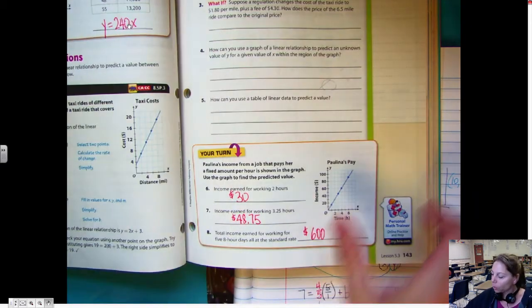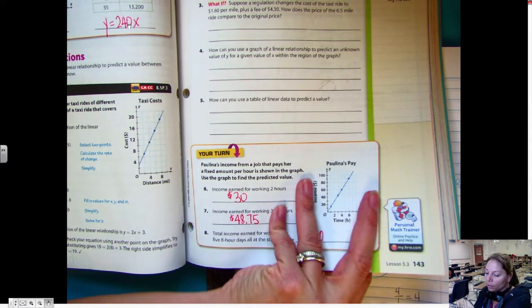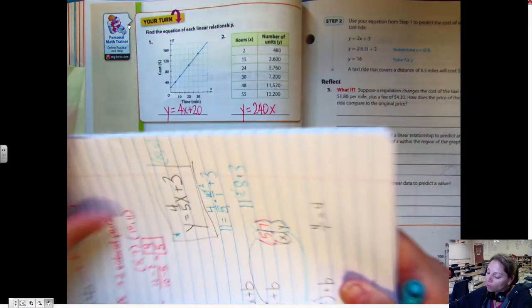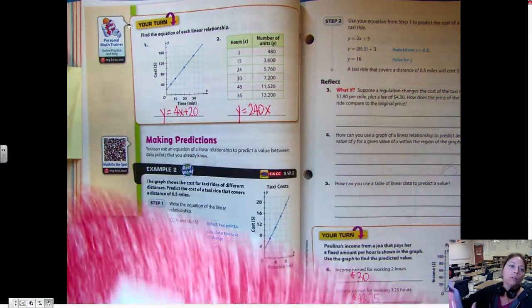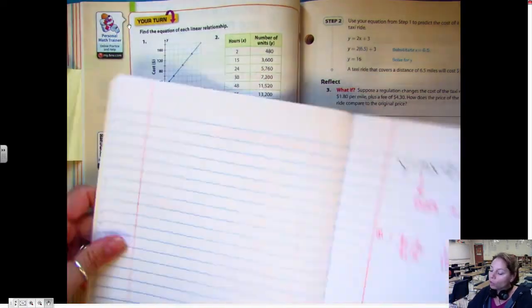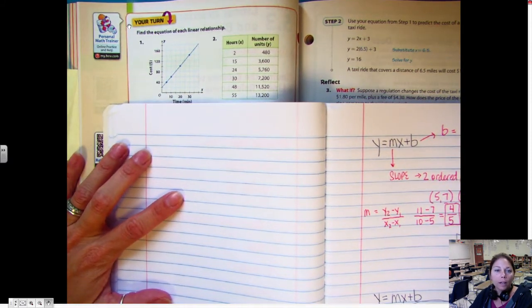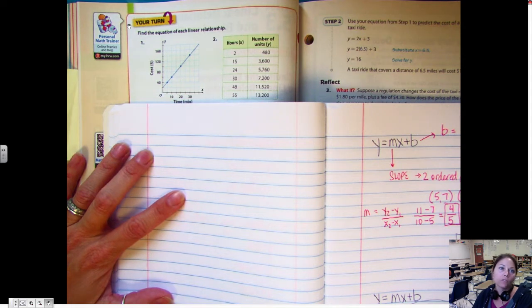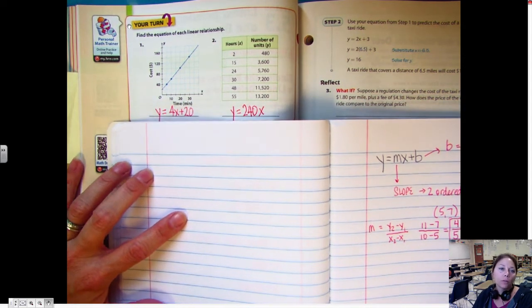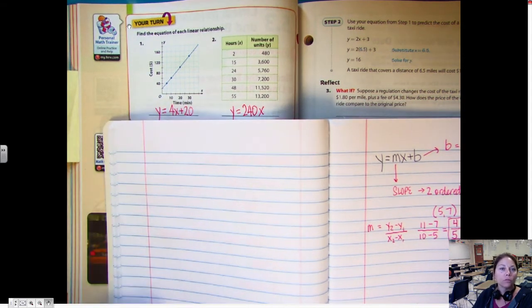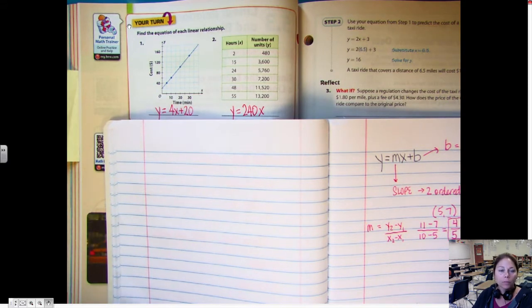So go ahead and turn to page 142. We're going to take a look over here. And so you actually get an opportunity to try these out. I want you to pause the video and give number 1 and 2 a shot and see how you do. And when you're ready, come back and check, and I'll show you how I got the answers that you've already seen, which are y equals 4x plus 20 and y equals 240x. So go ahead and pause it and try it, and we'll see how you did.